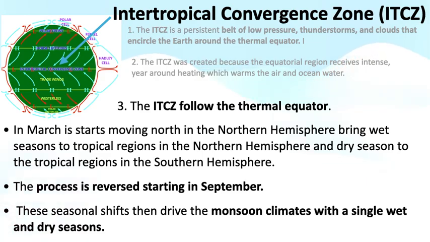The ITCZ follows the thermal equator. What that means is that in March it starts moving north in the northern hemisphere, which brings wet seasons to the tropics in the northern hemisphere, and in the southern hemisphere, it brings a dry season at that time. And then the process starts reversing in September. These seasonal shifts drive the monsoon climates you hear about frequently, where we have these seasons of wet and dry. They're really driven by the shift that occurs with regard to the ITCZ, excuse me.